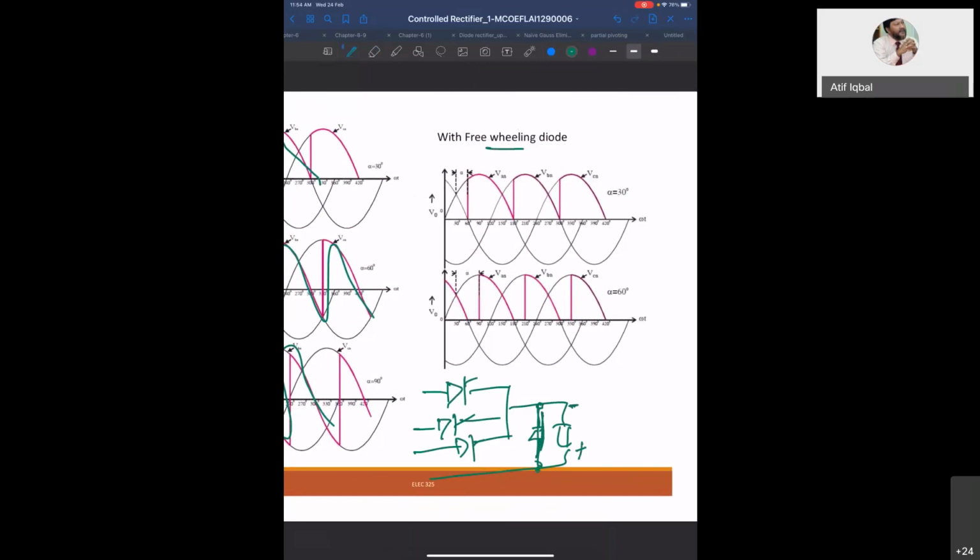And when the diode starts conducting, the voltage across the load will be how much? Voltage across load will be zero. Or practically, it will be 0.7 volt, or if it is a power diode, like 1.5 volt. But ideally, it will be zero because this is a short circuit. So if you have a freewheeling diode, it will not go in the negative. It is the same as your R load. If you have R load, it will not go in the negative. The same thing, if you have a freewheeling diode, it will not go in the negative. Okay? Clear?